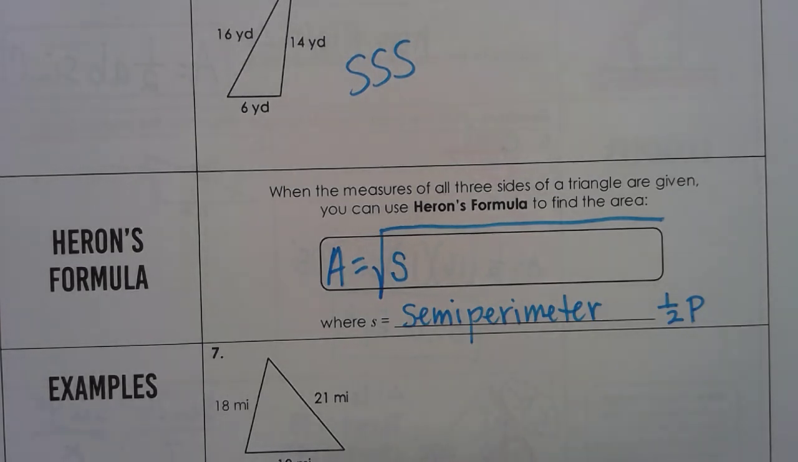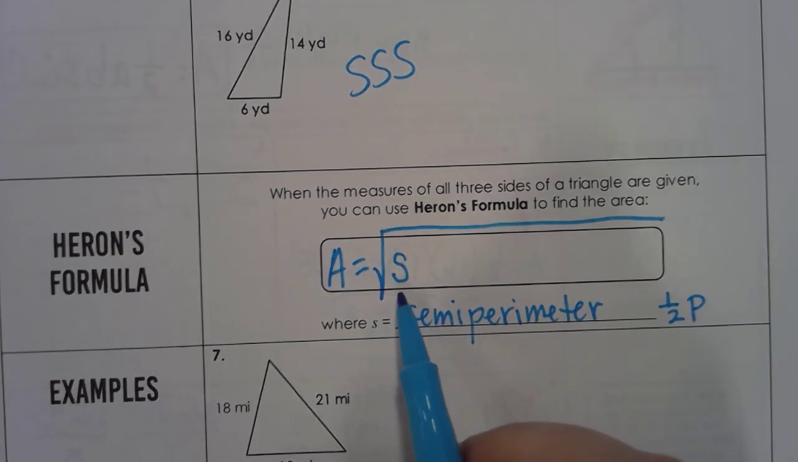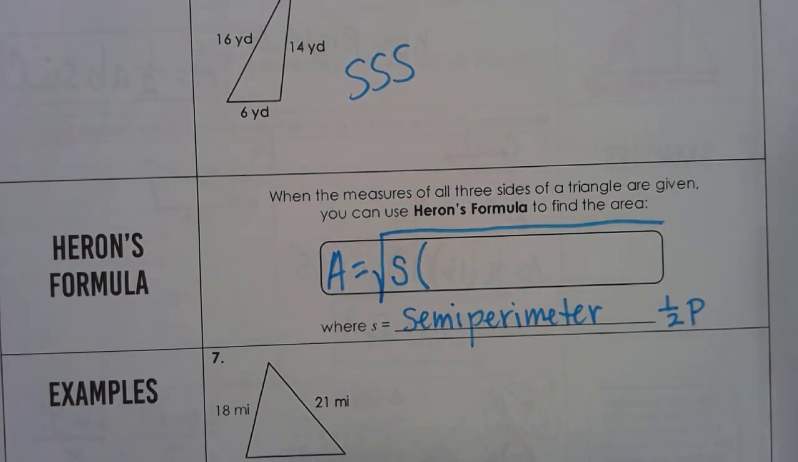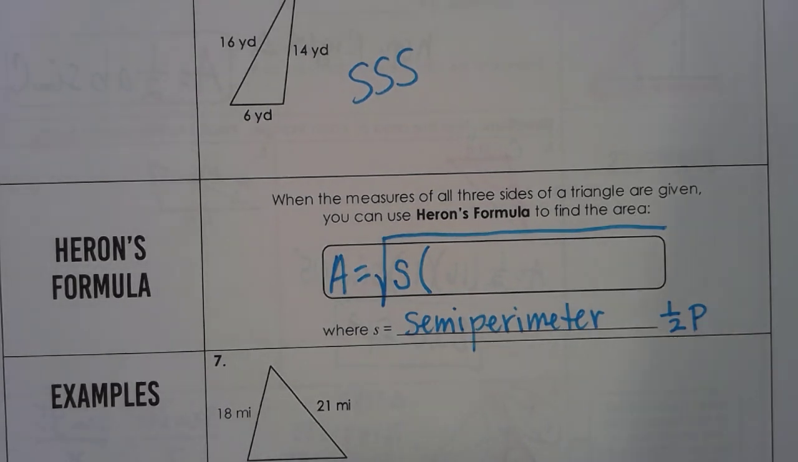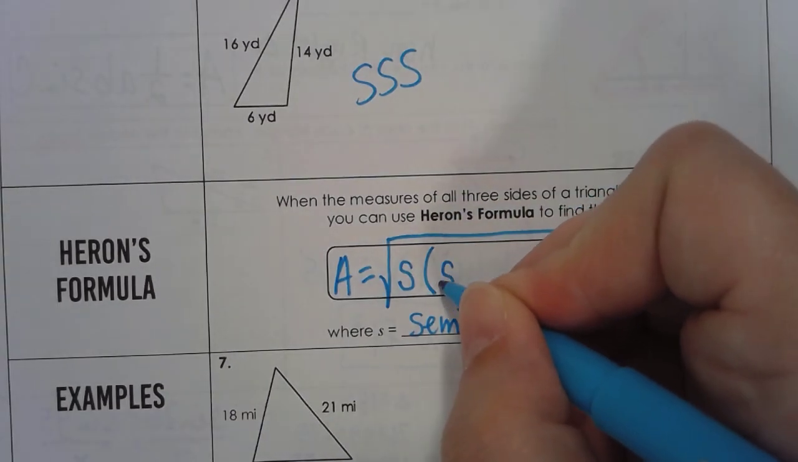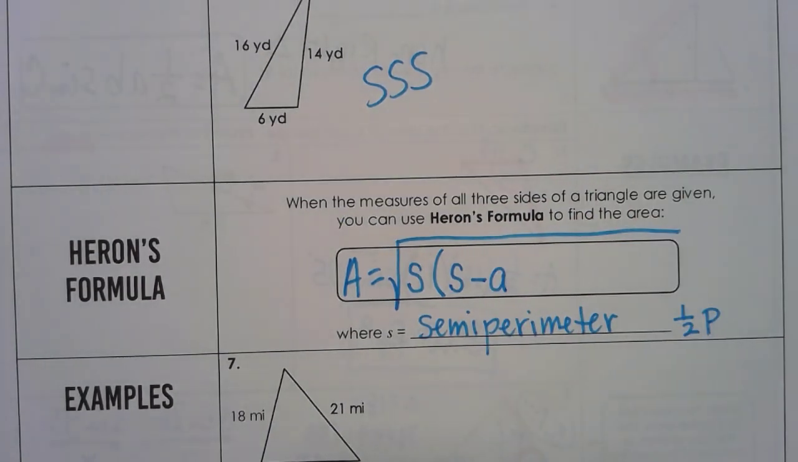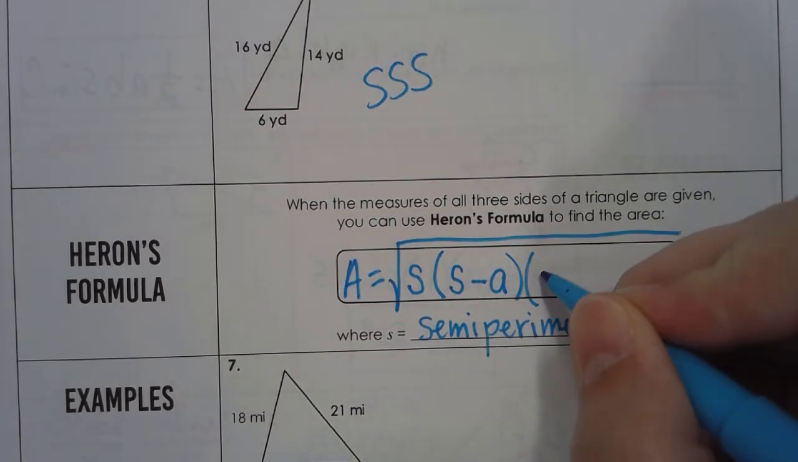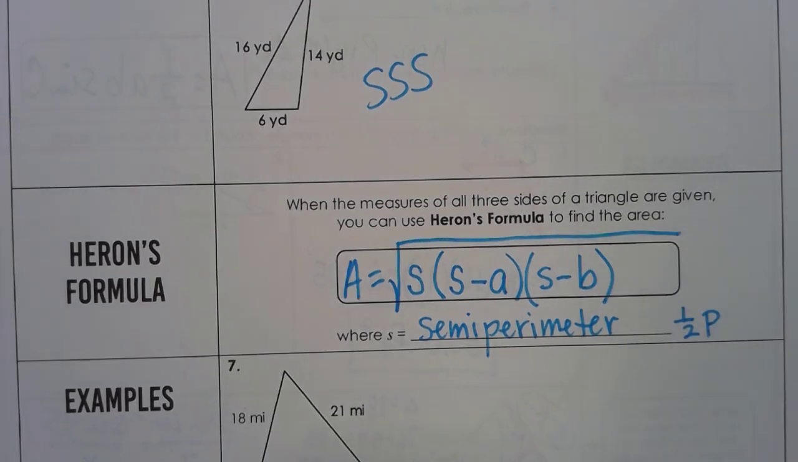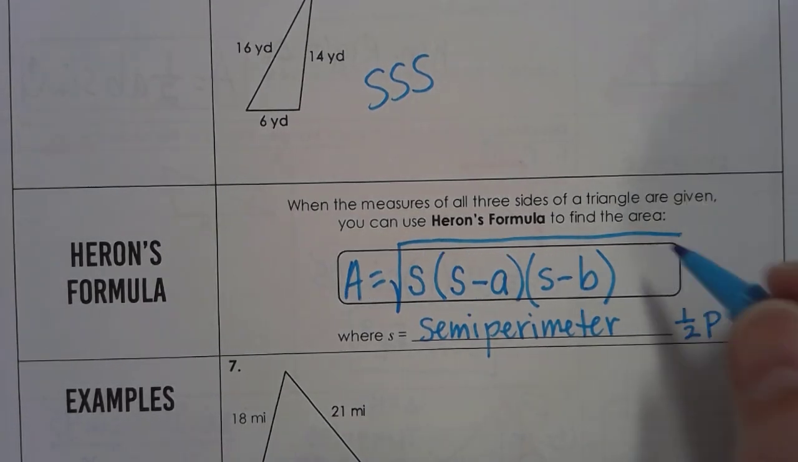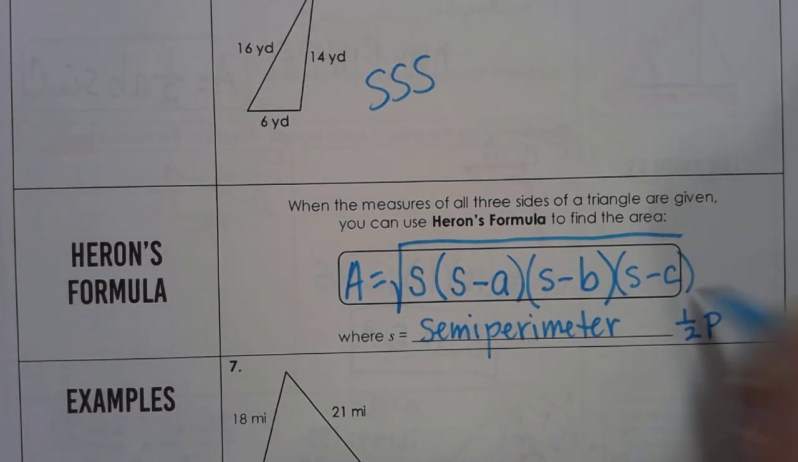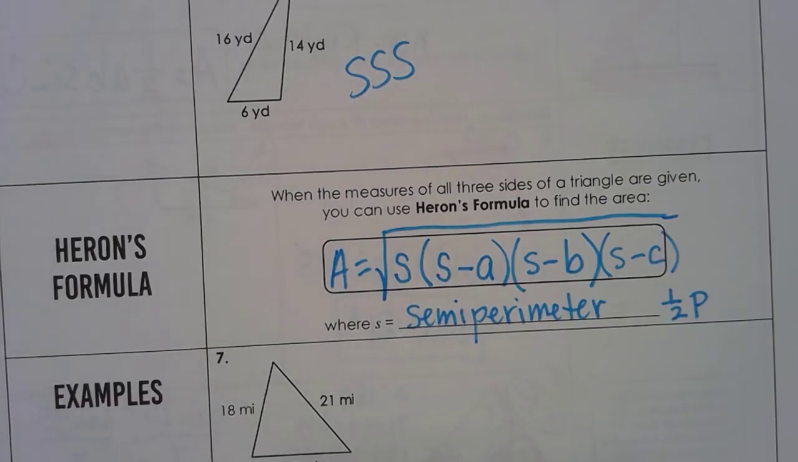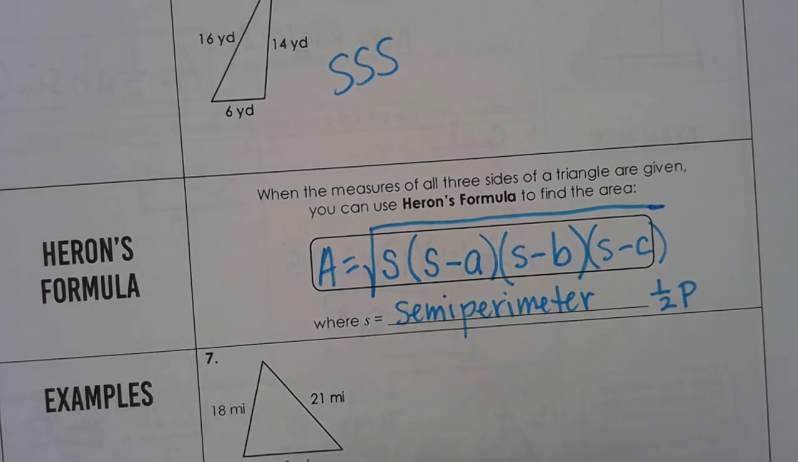Once we have that, we're going to start with that number and multiply it by the difference between that number and all the different sides. So we take the semi-perimeter minus the first side, and then multiply it by the same thing for side B, and the same thing for C. Then we take a big square root of that whole thing and it magically gives us the answer mathematically.